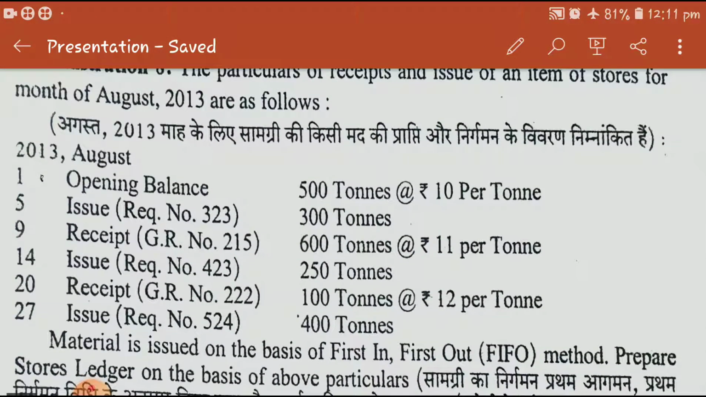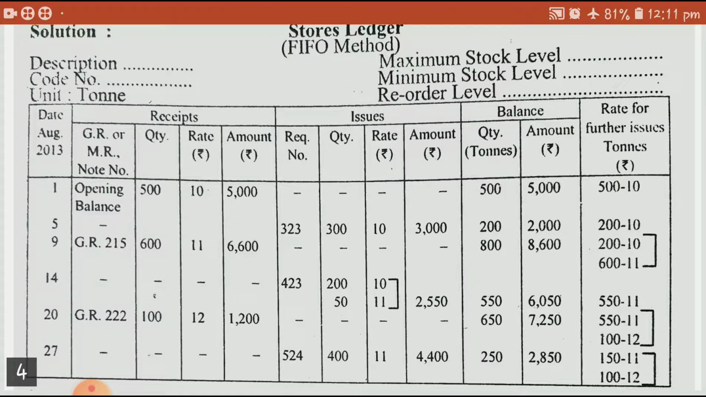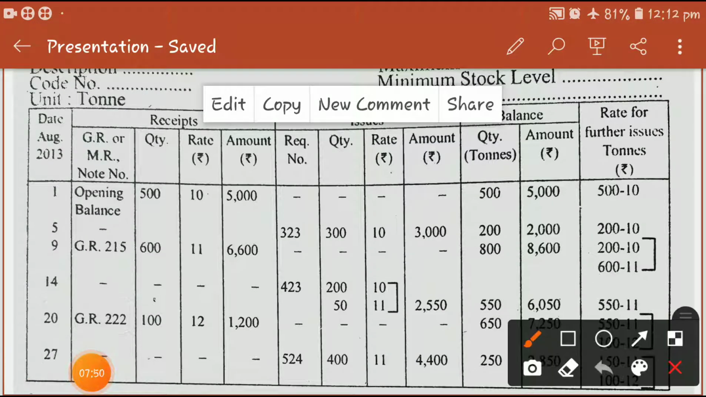On first you have an opening balance of 500 tons, so write that first. On date 1st August, it is the opening balance. How much quantity? 500. Receipt at 10 rupees. Total amount is 5000. Quantity, rate and amount. It is not necessary to make the GRN column, but if you like to make it, it's okay. Without this column also you can start with this solution. 500, 10 and 5000. Quantity is 500 tons, rate is 10 rupees per ton, and amount is 5000.